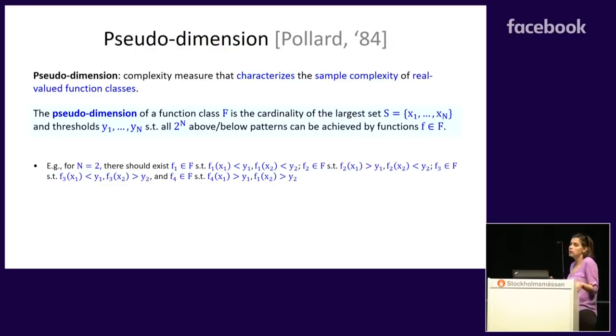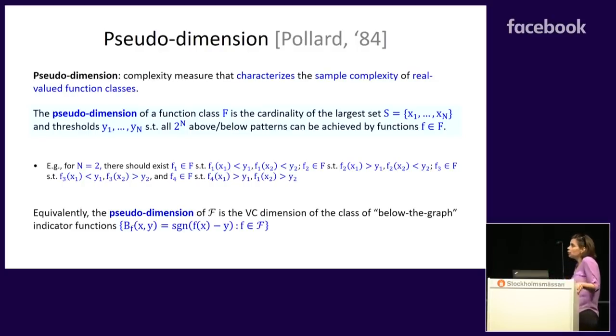F is just the cardinality of the largest set that can be shattered in a real value sense by functions in F. And if you think about it, equivalently, the pseudo-dimension of a class of functions F is just the VC dimension of the below the graph function, where we just add y as an additional feature to the example x, and then the value of the function is just the sign of f of x minus y. So any point below the graph of the function will be labeled as positive, and any point above the graph of the function will be labeled as negative. So it's just very natural.